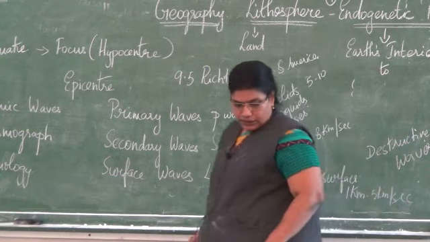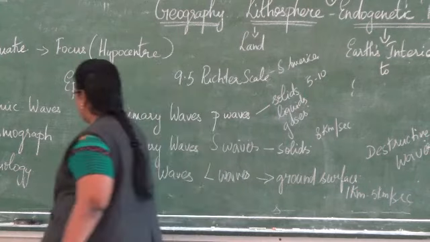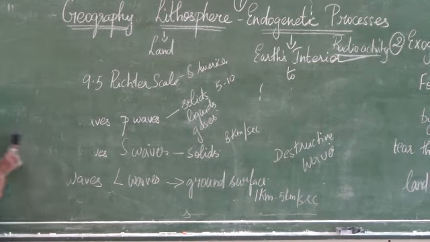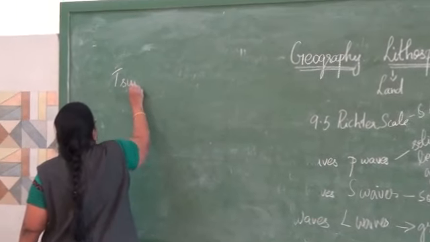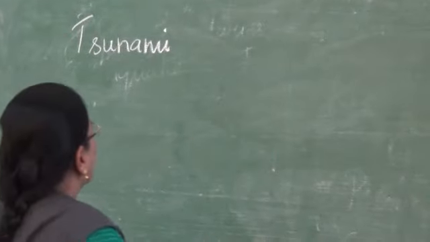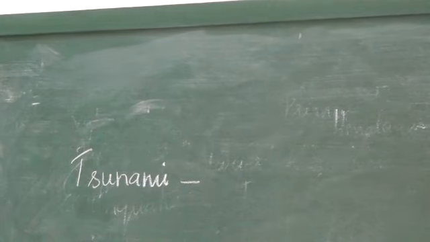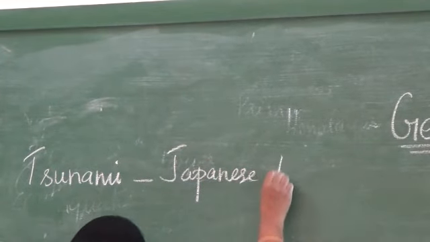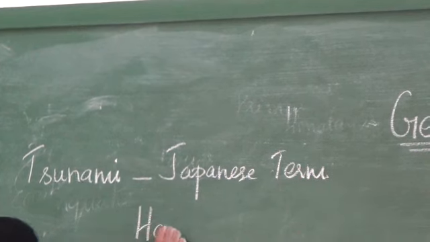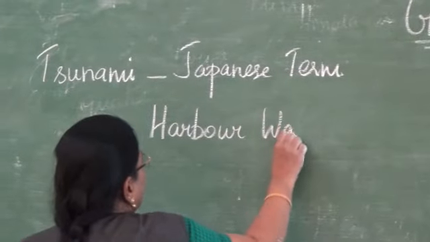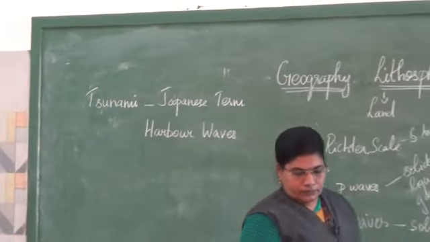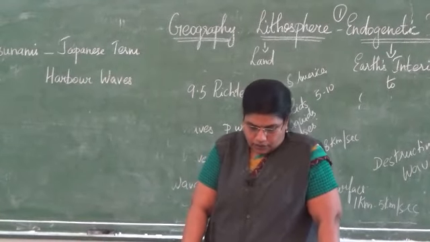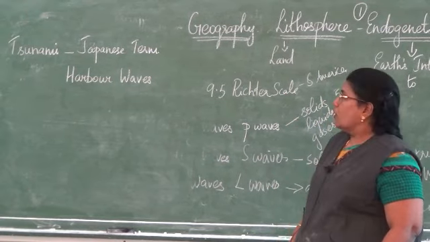The next internal activity is the tsunami. The word tsunami is a Japanese term meaning harbor waves. It is adopted to describe large seismically generated sea waves caused by earthquakes.